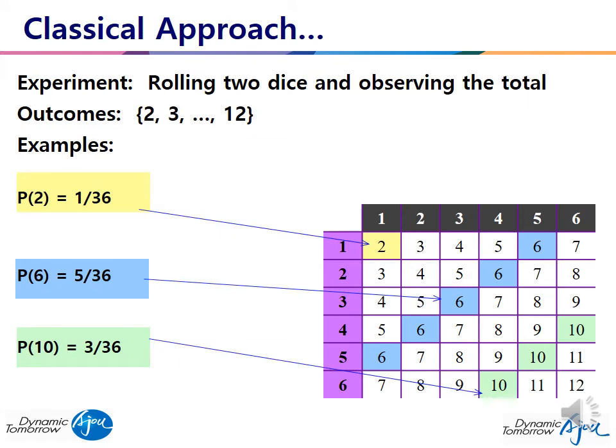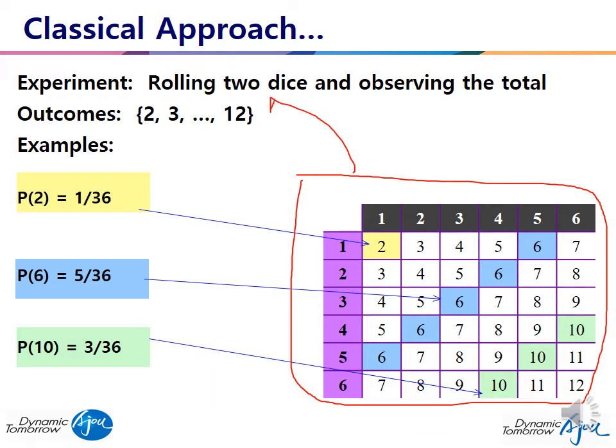Experiment. This is a random experiment: rolling two dice and observing the total. Outcome is 2, 3, dot, dot, dot, 12. As you can see, this is all possible outcomes for this experiment. Example: probability of outcome 2 is 1 over 36. Probability of 6 is 5 over 36. Probability of 10 is 3 over 36. So this is how to assign probability in the classical approach.